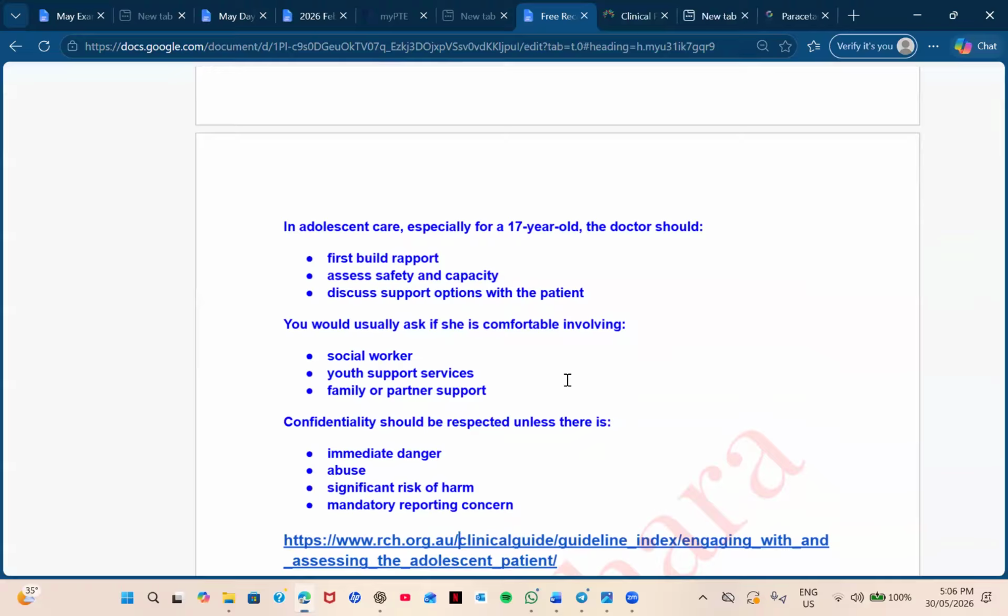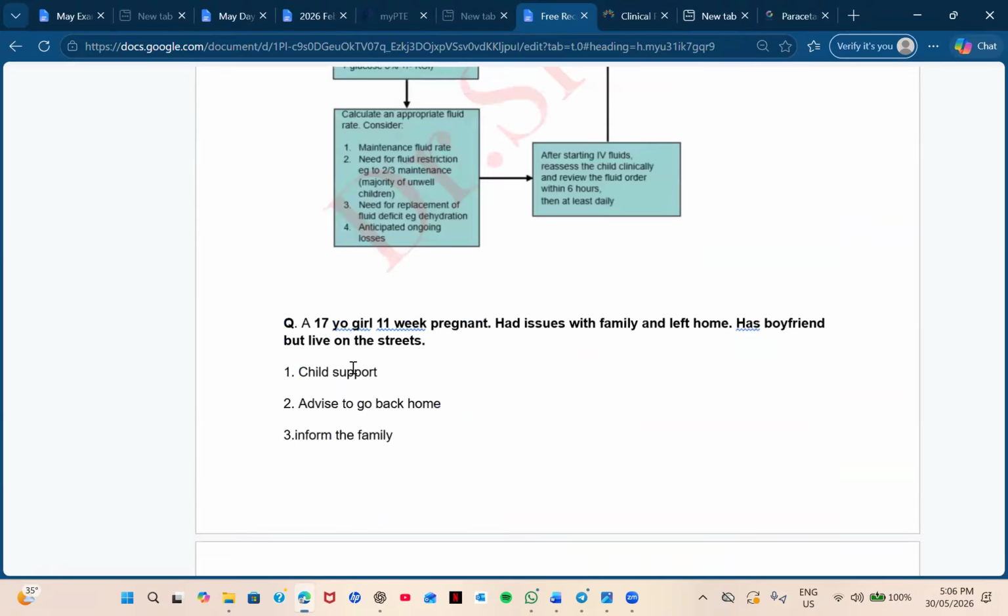Then you can ask this patient, are you comfortable with these services? If you are okay, or if you can give me permission, then I can suggest these supportive services. I can make some arrangement with these social workers or child support services, but only if the patient is comfortable with that. If the patient says no, I don't want that, then you have to respect her, right? Because she's 17, she has the competence, and you have to respect her autonomy, right? That is the way of treating. You can't directly go to child support.